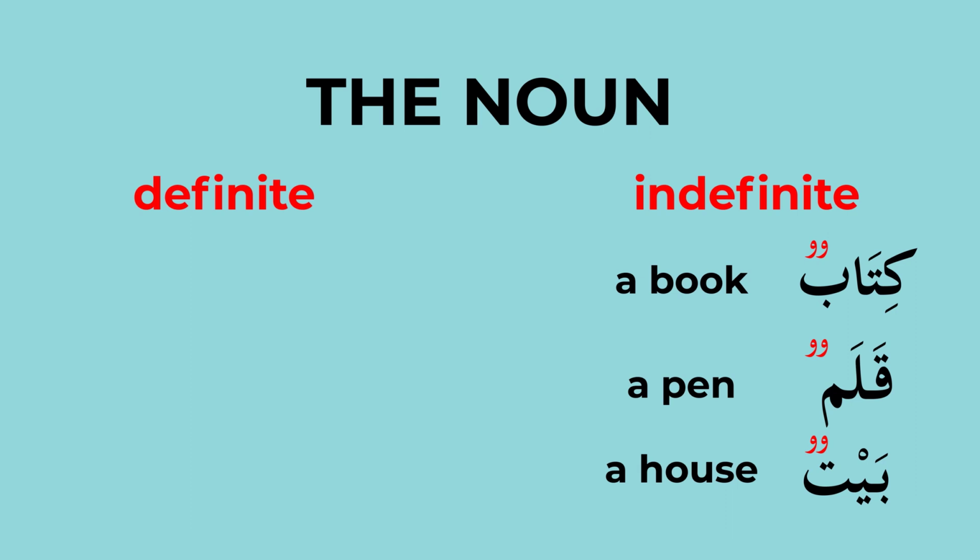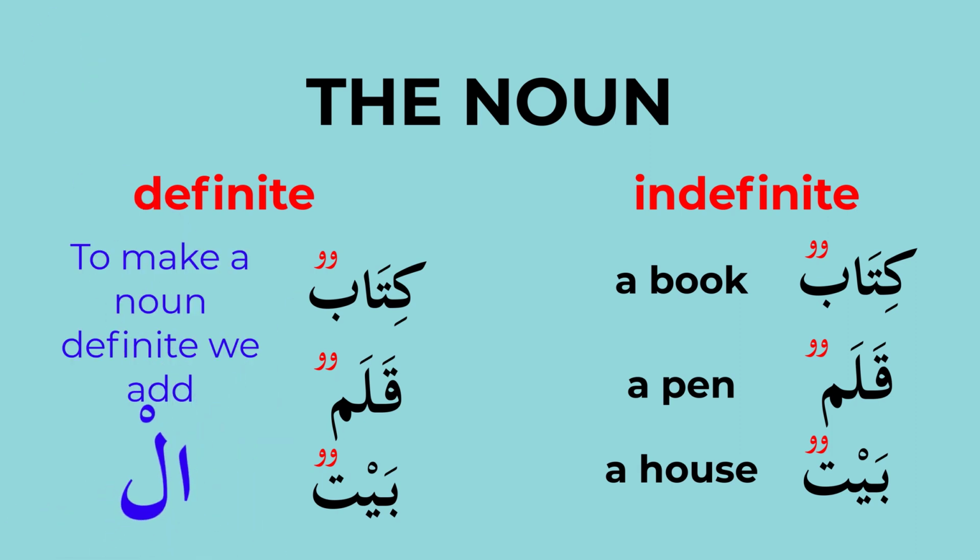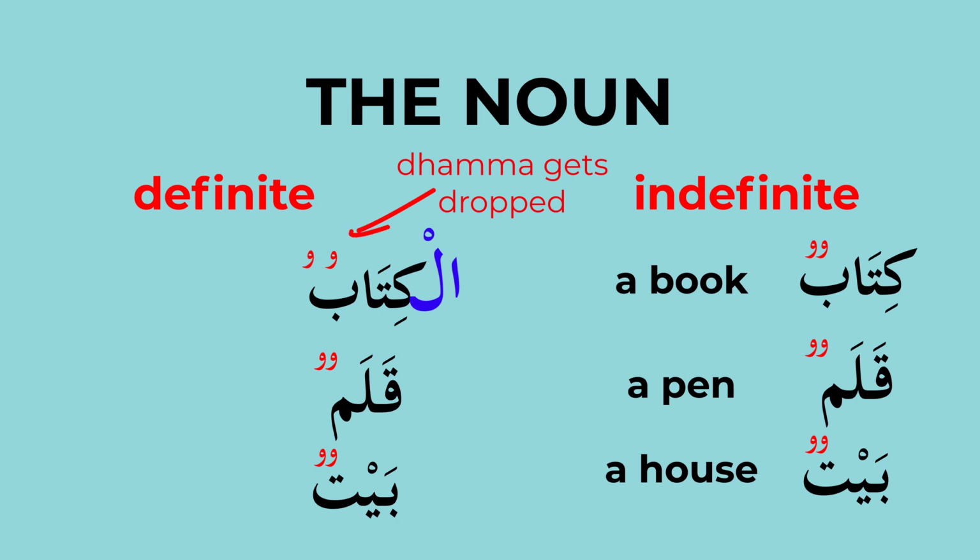And then, how do I make it definite? So, definite, which is "the" in English, we have to add al to the noun. So I want to say the book. What will I do now? Al-kitabu. I cannot have tanween. Al-kitabu. The book.